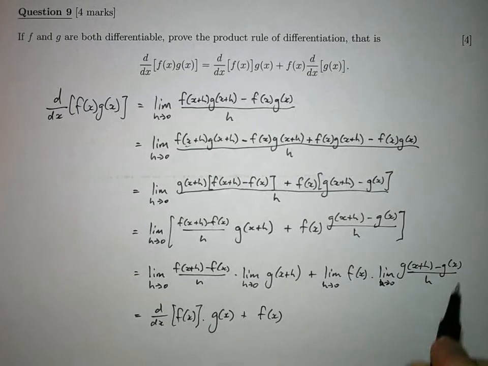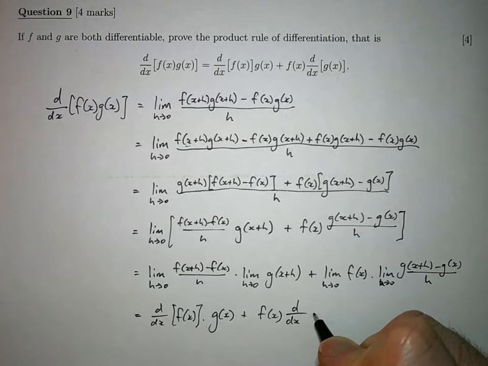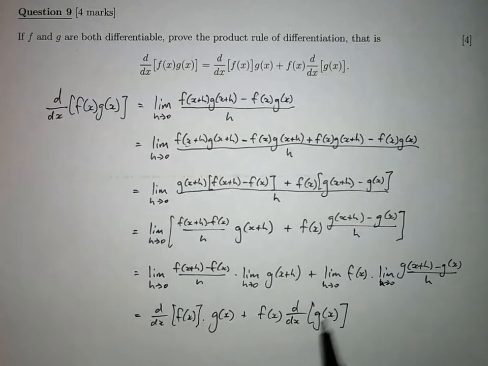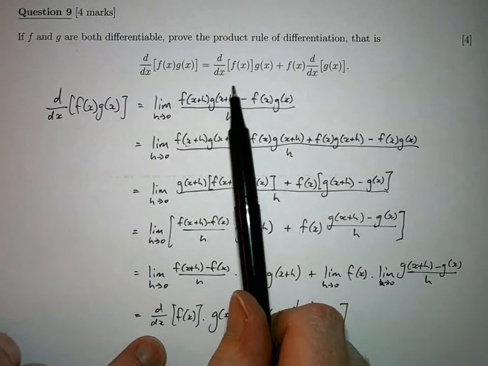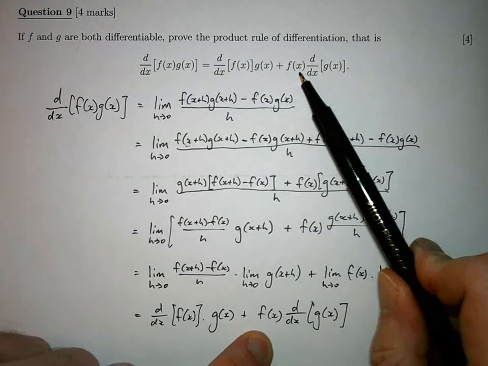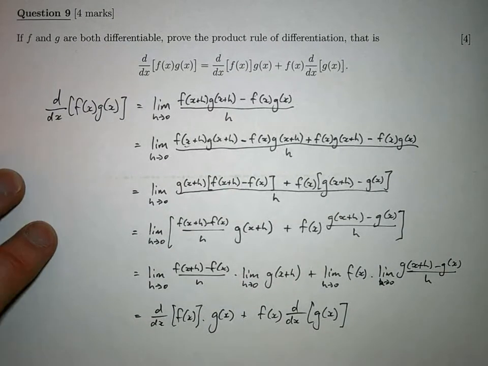And this guy over here looks suspiciously like the first principles definition of the derivative with respect to x of g of x, which is, I hope, precisely what we were trying to prove. The derivative with respect to x of f times g of x plus f of x times the derivative with respect to x of g of x.